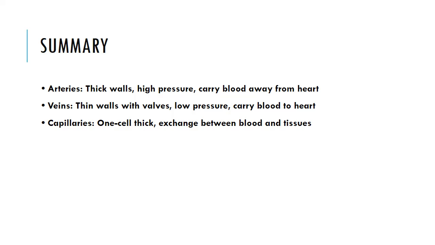To wrap up, arteries have thick elastic walls, carry blood away from the heart and withstand high pressure. Veins have thinner walls, contain valves, carry blood back to the heart and serve as reservoirs. Capillaries are just one cell thick and they enable the crucial exchange of gases, nutrients and wastes between blood and tissues. Together, arteries, veins and capillaries form a complete network that keeps our body supplied with oxygen and nutrients while removing waste.